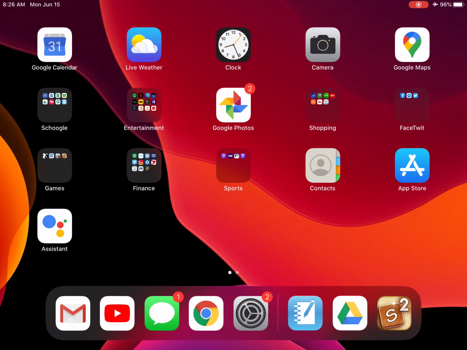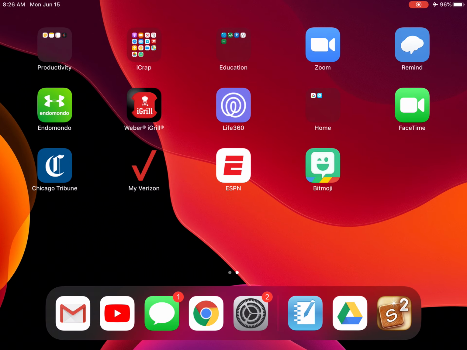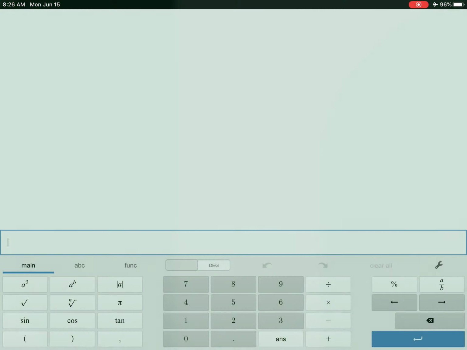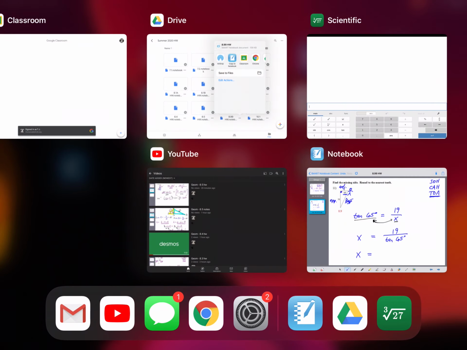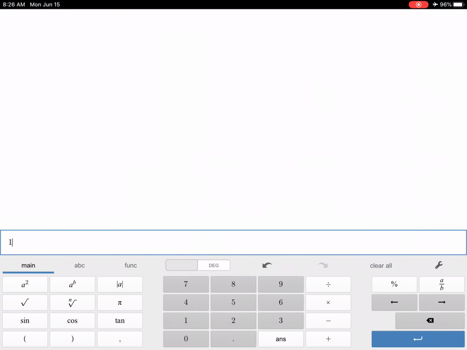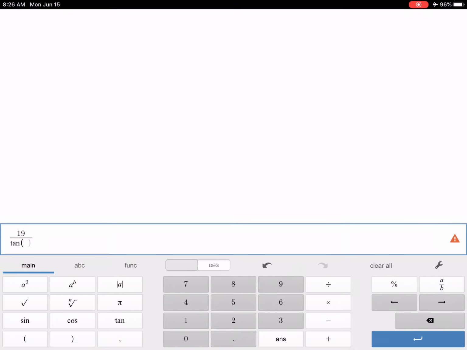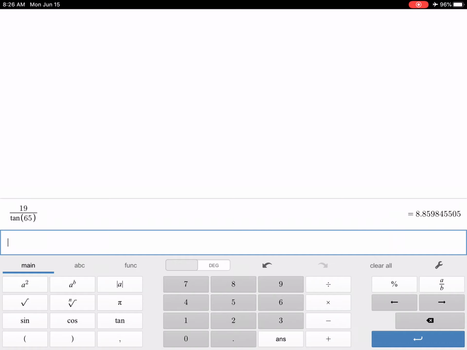So let me grab, let's see here. We'll go back to the same calculator we were using before, which is this one here. All right, and we were typing in 19 over the tangent of 65 degrees. So I'm going to hit 19, my fraction button, and then down in the denominator, tangent of 65 gets us an answer of 8 point blah, blah, blah.